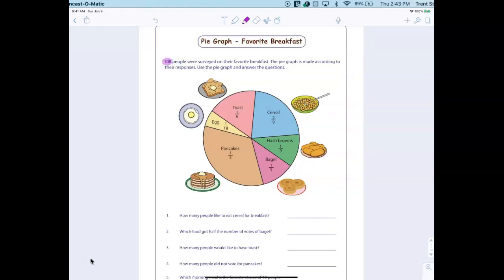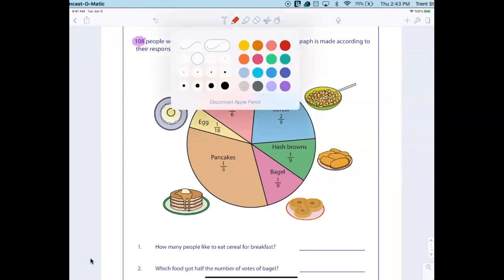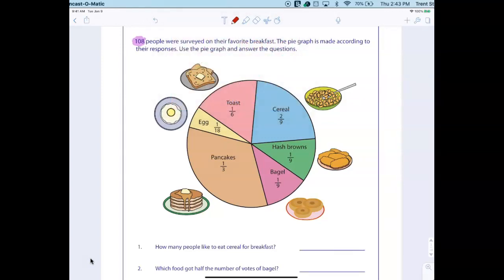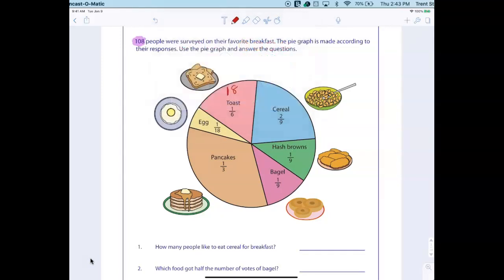So my question to you guys is, how many prefer toast for breakfast? What is it? 1/6 of what, though? Of 108. So what's 1/6 of 108? That's what I'm asking. So we think 18 people. Is everybody okay with 18? All right, is everybody happy with 18?